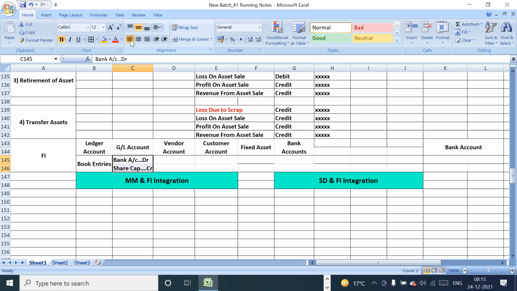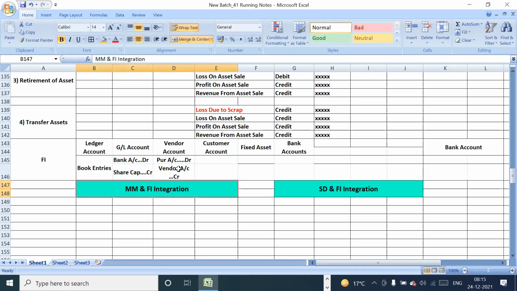So we can withdraw petty cash money for small cash payments. And in AP, what are we going to do? We are going to do the purchase account debit, and credit what? Vendor account credit.